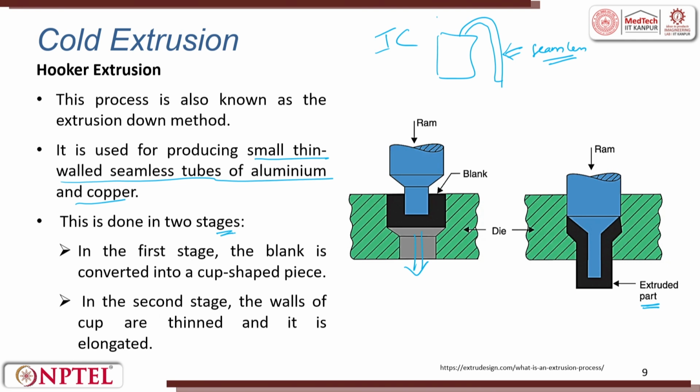This is done in two stages. In the first stage, the blank is converted into a cup shaped piece. In the second stage, the wall of the cup is thinned and elongated. So, this is stage 1, this is stage 2.